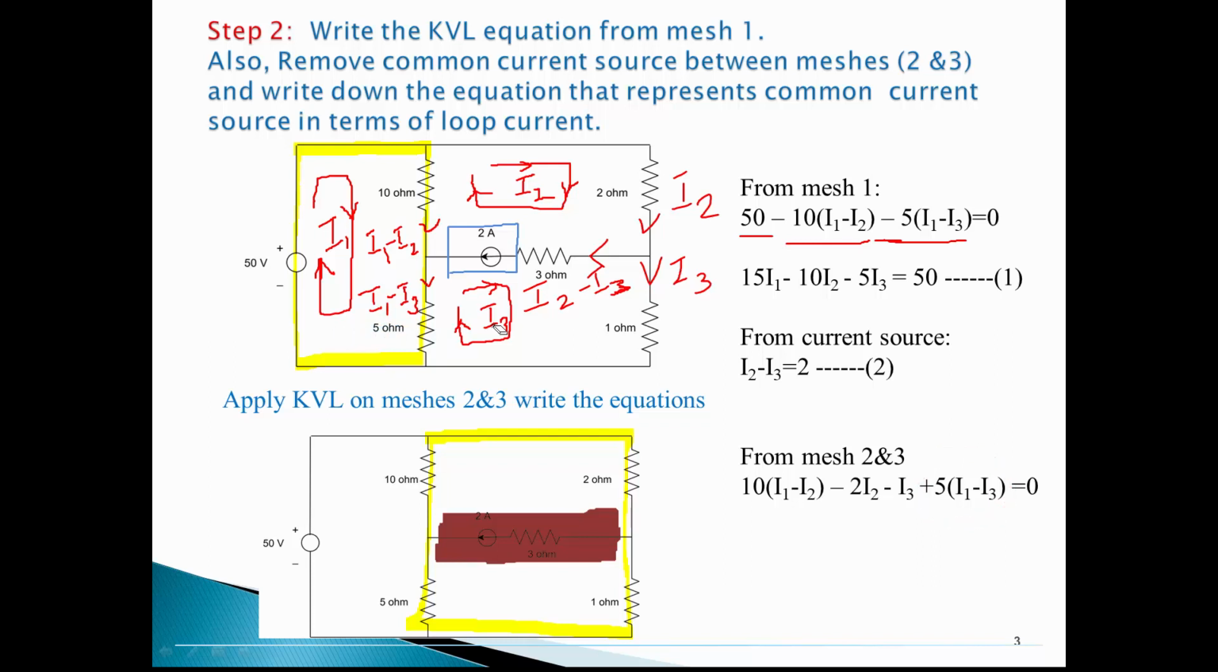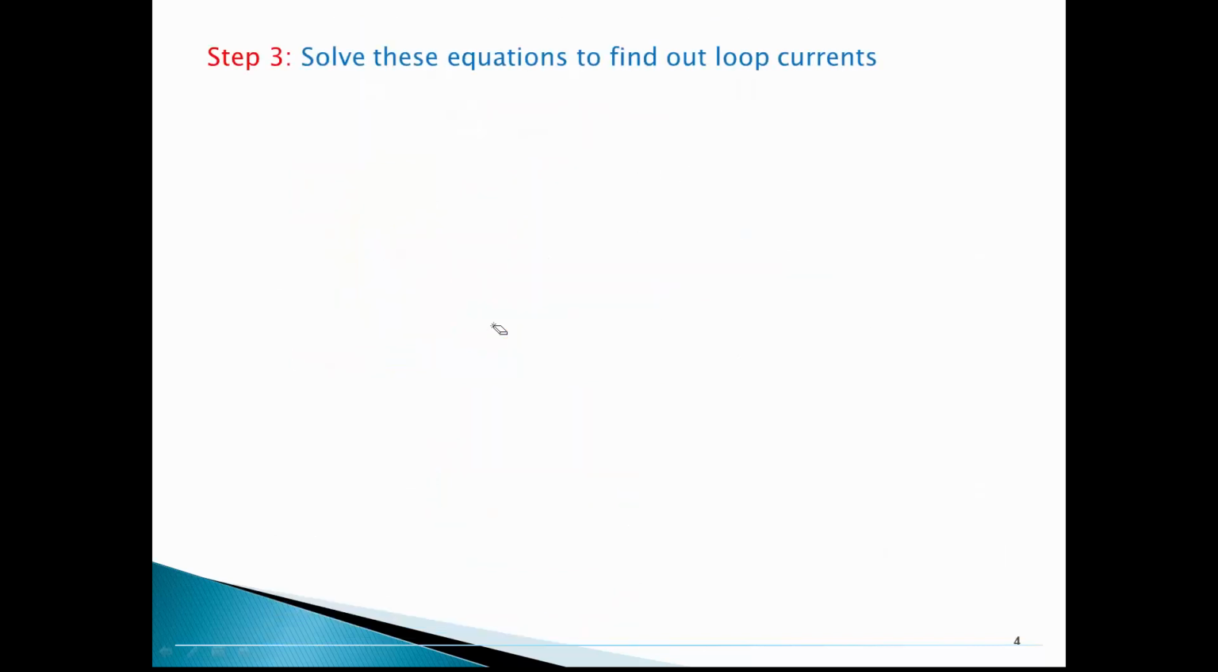This is equal to 0. Rearrange the equation, you may find 15 I1 minus 12 I2 minus 6 I3 is equal to 0. So these are the three equations. Now move to step number 3. Solve these three equations and find out loop currents.